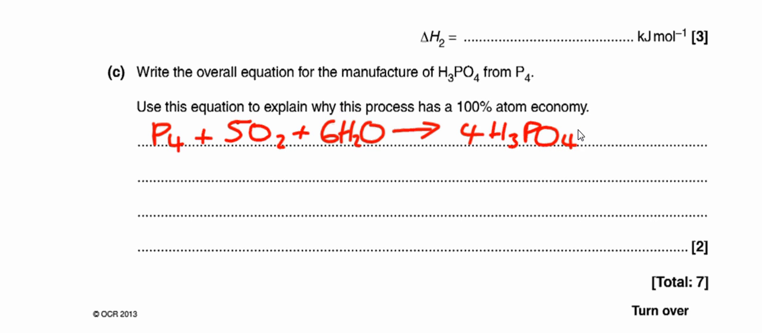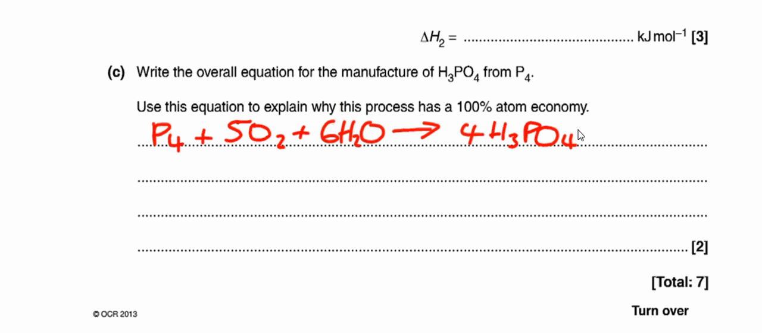You can't get this next mark to explain why the process is 100% atom economy if you've not got the correct equation. So it's quite harsh here. If you miss that equation, you miss all the marks in this question. What you want to say, 100% atom economy, therefore key thing for atom economy, no waste. We've got a single desired product with no waste.